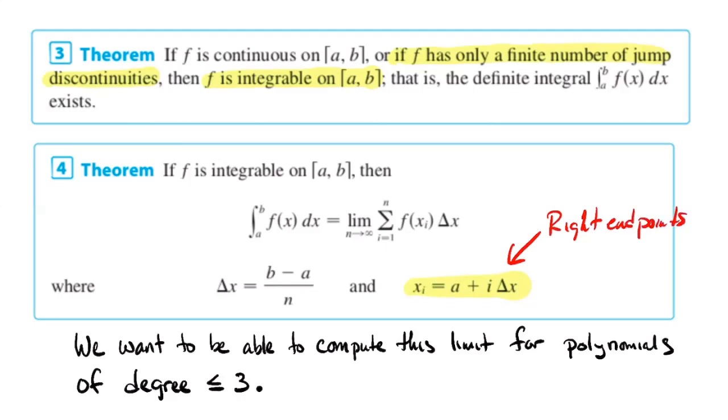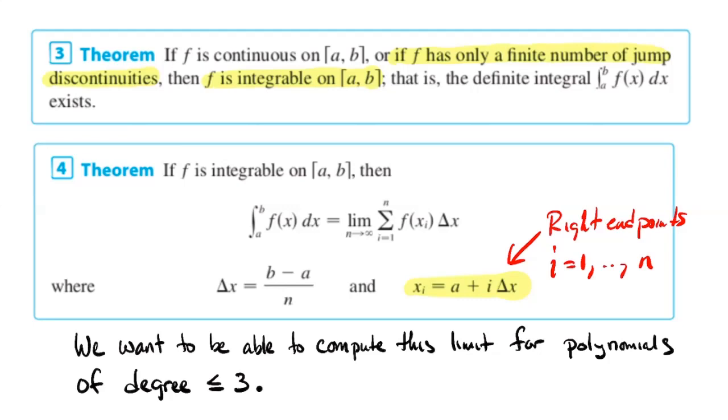So we'll take xi to be a plus i delta x, and we'll start i equal to 1, and take it up to n. So those are always going to be our endpoints. I want to be able to compute limits like this for polynomials that have degree less than or equal to 3. So the next thing I want to do with you is compute one of these. I've got it written out, so I'm just going to walk you through the computation for a degree 2 polynomial. I'll maybe make a separate video where I do a degree 1 or a degree 3, and then I'm going to ask you to practice it in the homework and in the activities.